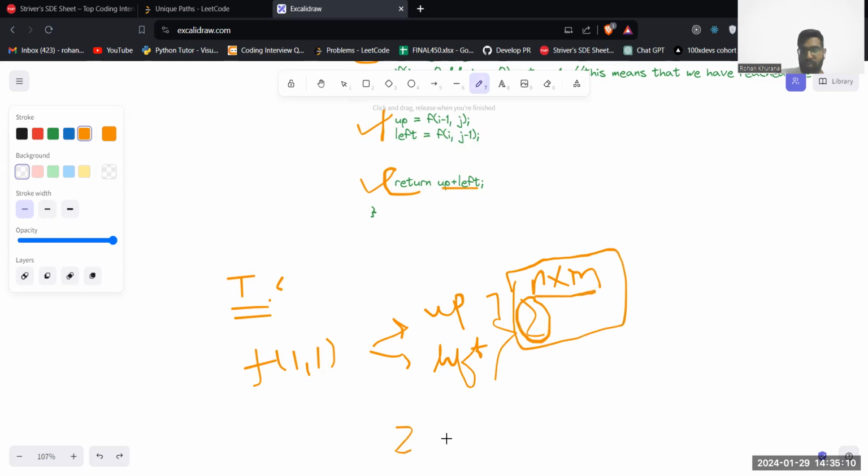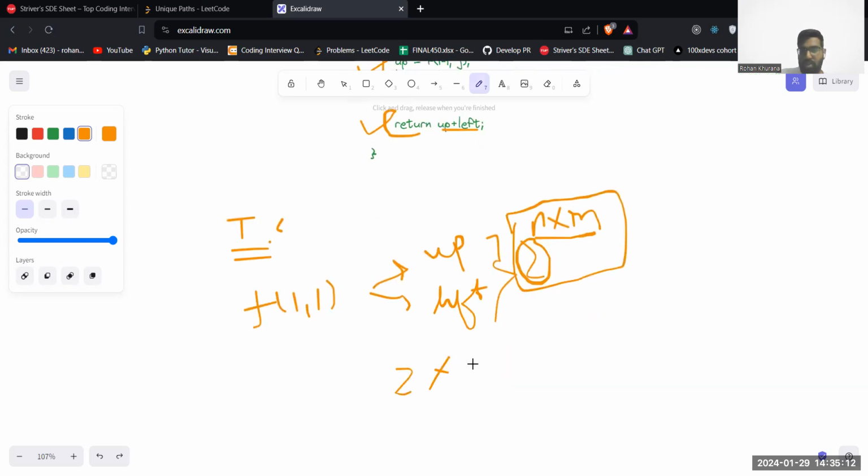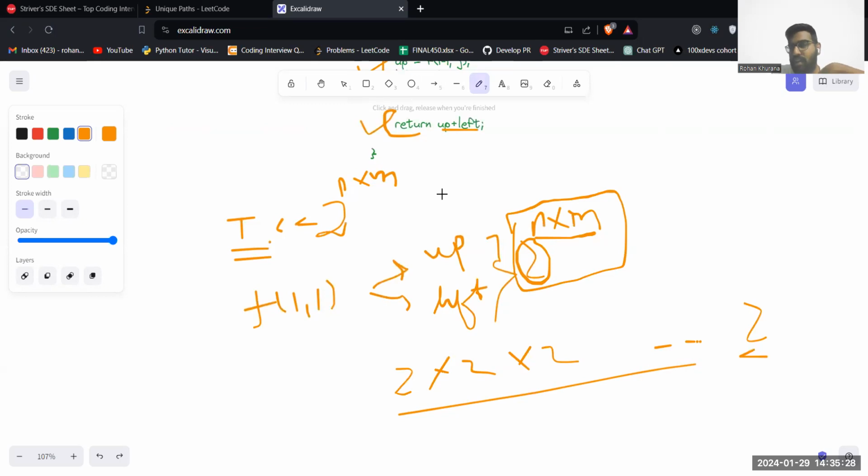So 2 for (0, 0), 2 for (0, 1), 2, 2, 2, and so on, for n into m cells. Now, how many 2's are there? These are nothing but 2 to the power n into m, or m into n, whatever is given. I hope you understand. Now, what is space complexity? This is something that you need to understand.